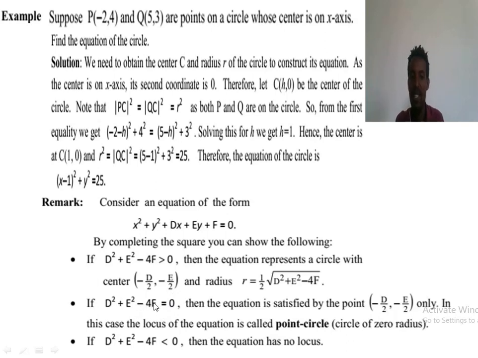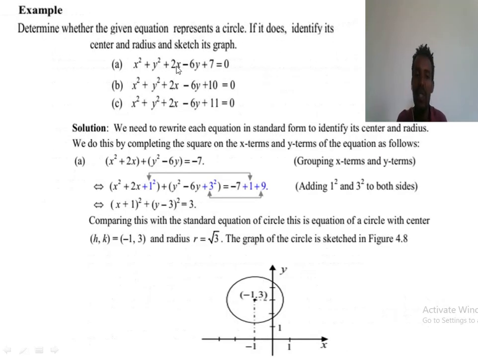is equal to 0 ከሆነ, that means d square plus e square minus 4f is equal to 0 ከሆነ ኢኩዌሽናችን -d/2 -e/2 ነው የሚያሟላው. በዚህ ጊዜ ኢኩዌሽናችን ሎከስ ይኖረዋል, ይህ የዚህኛው ኢኩዌሽን ሎከስ ደግሞ ፖይንት ሰርክል ወይ ደግሞ ሰርክል ኦፍ 0 ራዲየሳችን 0 ነው ማለት ነው. ሌላኛው ደግሞ d square plus e square minus 4f less than 0 ነው ማለት ኢኩዌሽናችን ምንም ሎከስ የለውም ማለት ነው.